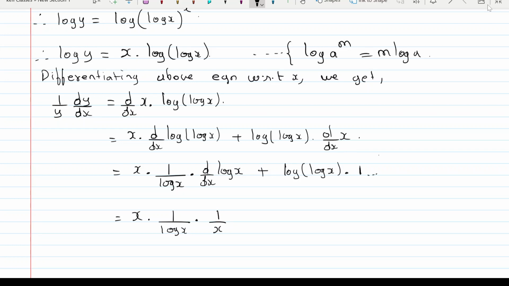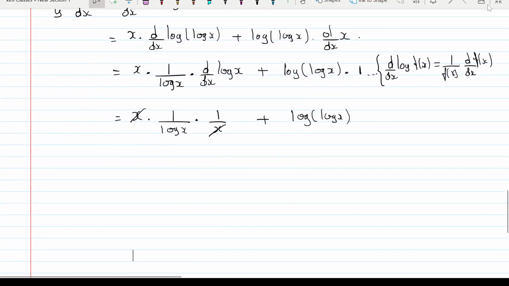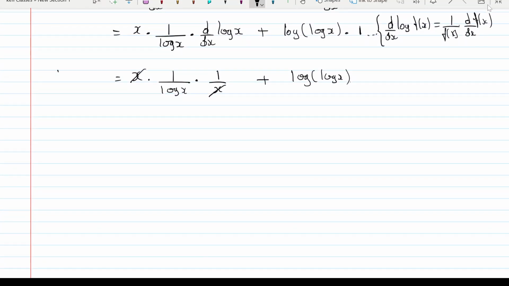इधर ऊपर रीजंस लिखना रह गया, so we have to write the reason. d by dx of log f of x is equal to 1 upon f of x into d by dx of f of x. ठीक है? Plus this is now log of log x. So ये x and this x cancels. Okay. So ये आंसर at present क्या है? 1 upon y dy by dx. So we are done with the third step, that was solving.